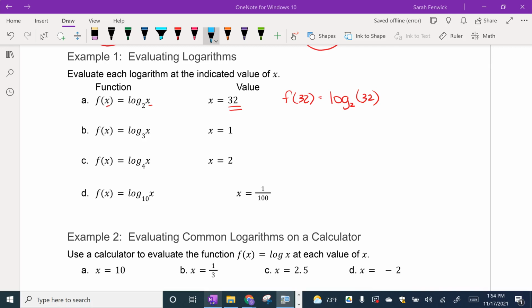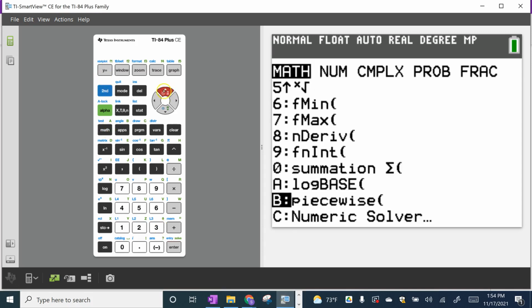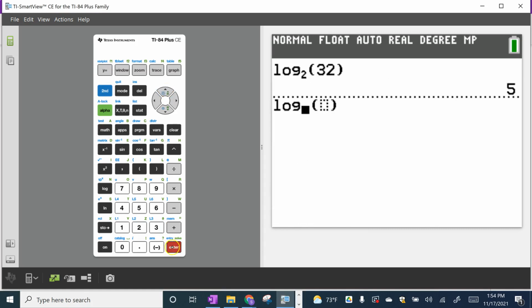5 is the correct answer. So the answer to this one is 5. Log base 3 of 1. Well, if you use some common sense on this one, we know that this means 3 to some power is going to equal 1, but there's only one power that does that. So we have math up to A, log base 3 of 1 is 0.